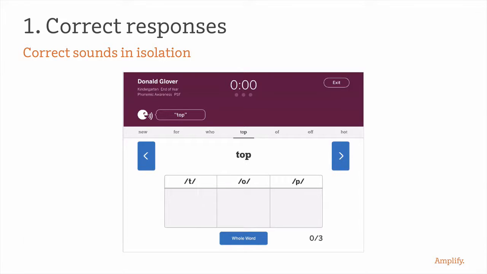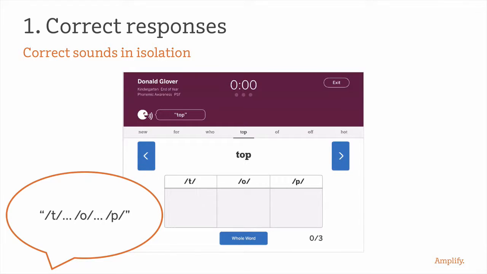Correct responses. Underline the sound segments in the word the student produces correctly. Here's how to record correct sounds in isolation. If the word is top and the student says t, ah, p, tap or draw a line underneath each correct phoneme.